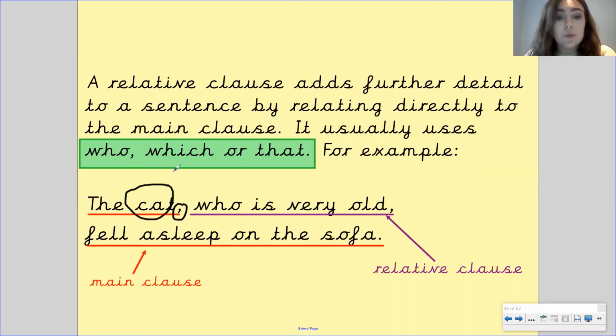You then use who, which, or that. So in this sentence, we have used who. Then you write the rest of your relative clause. And again, you need to finish your relative clause off with a comma. And it's really important you do that because that shows very clearly that this is a relative clause. Then you just finish writing off your main clause, which is fell asleep on the sofa.